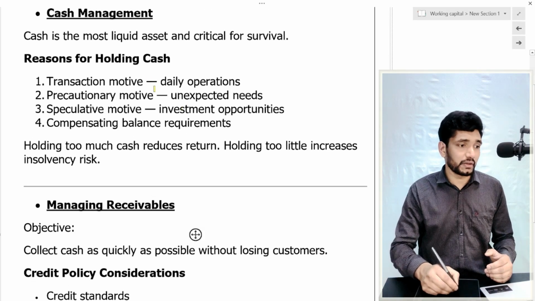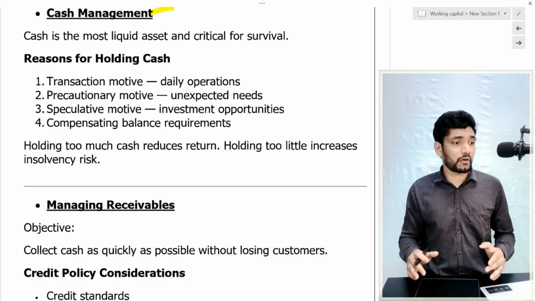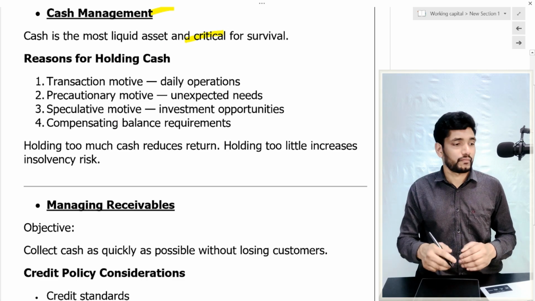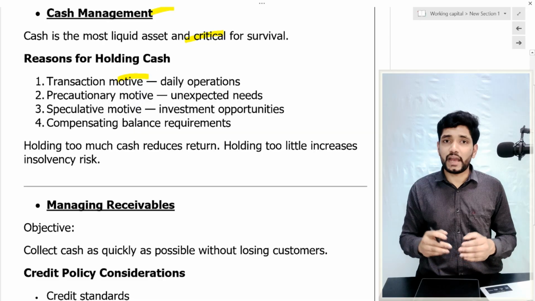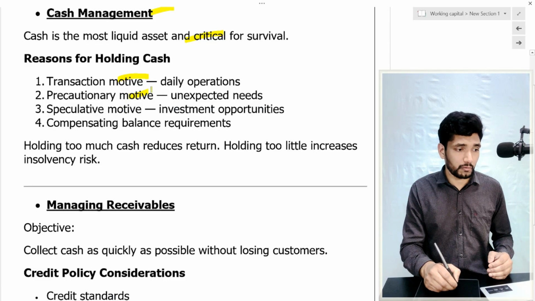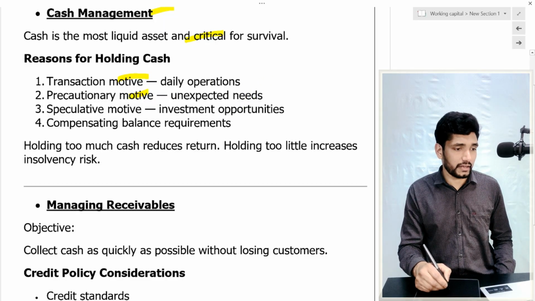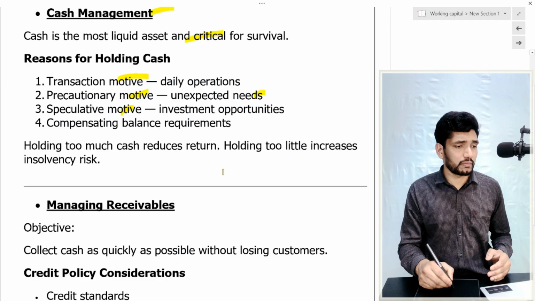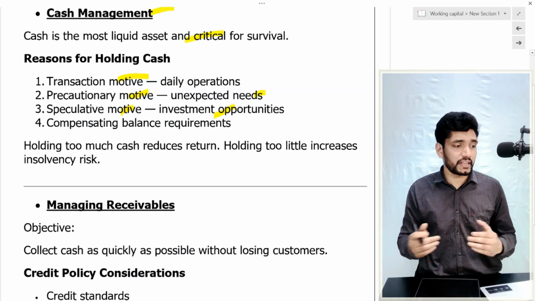Then let's move into cash management. If you are looking into working capital or current assets, one important component is cash. Cash is the most liquid asset and crucial for survival. There are some reasons for holding cash. First, the transaction motive: to manage day-to-day operations, the company will maintain cash. Then the precautionary motive: to meet unexpected requirements, the company can maintain cash. And the speculative motive: to invest in short-term investment opportunities, the company can maintain cash. So these are the motives to maintain cash.